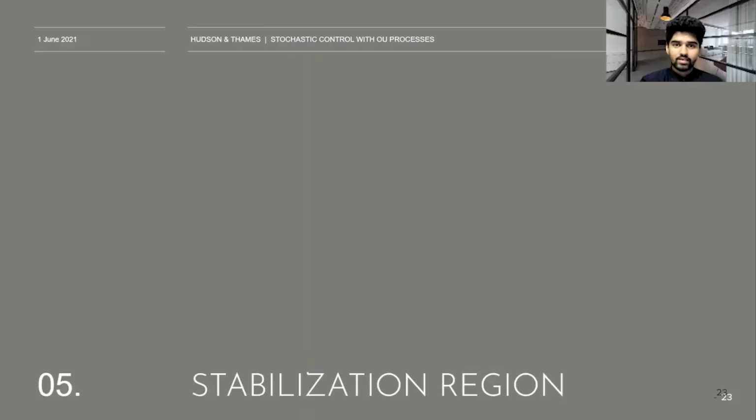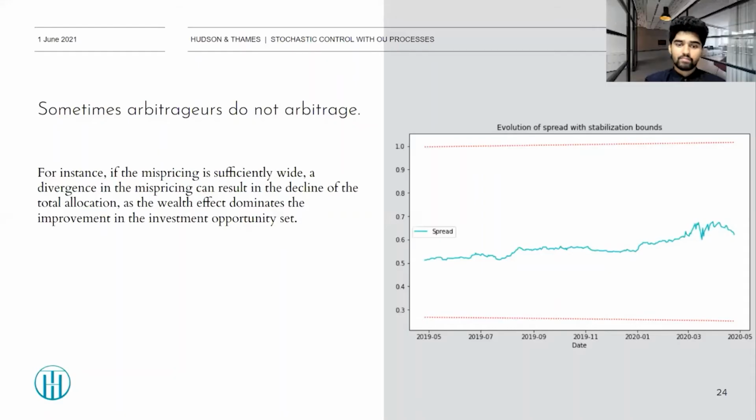So next, let's look at a theory called the Stabilization Region, which is a pretty interesting theory, and it gives us some pretty interesting results. Sometimes arbitrageurs need not arbitrage, or they should not arbitrage. What I mean by this is that generally, if there is a sudden increase in mispricing, there will be added participation by rational investors due to, obviously, an increase in the investment opportunity set. There is more chance of a profit.